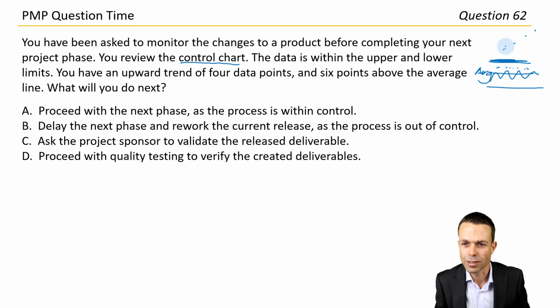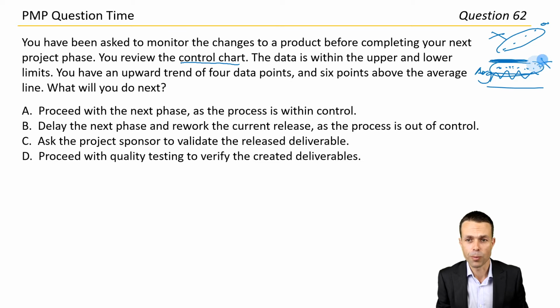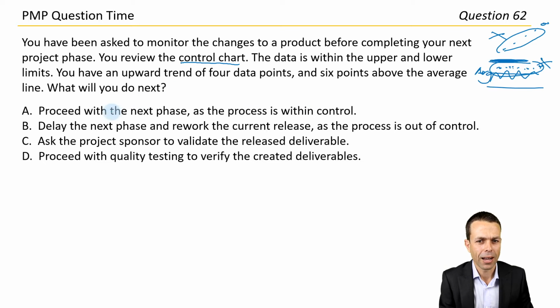But by the looks of it, if we've got 4 in an upward trend, I think we need 5 for it to be out of control, and 6 above the line in any one thing. I think we need 7 for that to be out of control. So potentially we're okay here. Let's have a look. Proceed with the next phase as the process is within control. Okay, that could work. I think that could work for what we're after here.